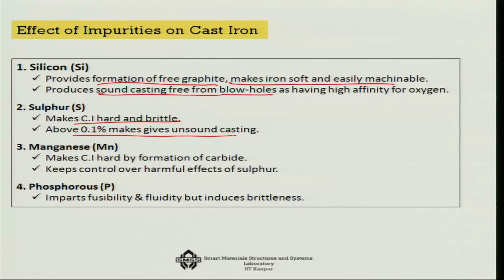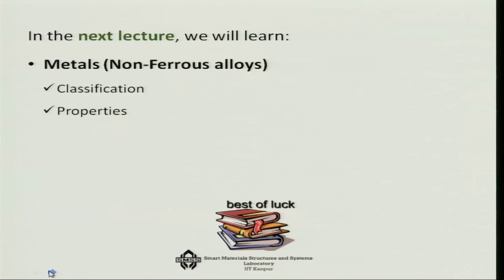If I add manganese, it will make the iron hard by formation of different types of alloys, but it keeps control over the harmful effects of sulfur. If I take phosphorus, it imparts fusibility and fluidity, but it also induces brittleness. So, we have to add it in a very limited manner.